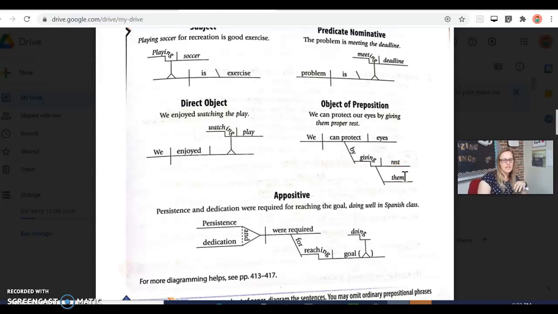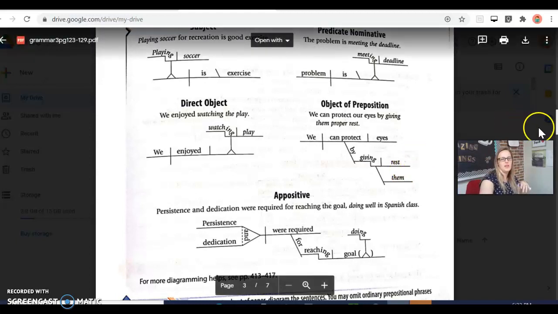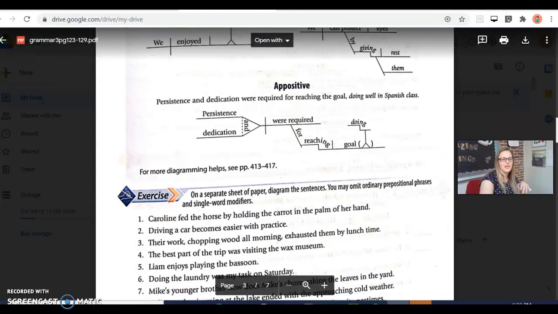Okay, and then finally, let's look at appositives. Look how they're getting longer and longer. Persistence and dedication were required for reaching the goal. What was the goal? The appositive tells us the goal. Now there's not commas on both sides because it comes at the end, but it is set off by a comma. The goal is doing well in Spanish.